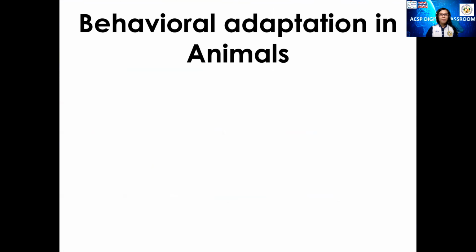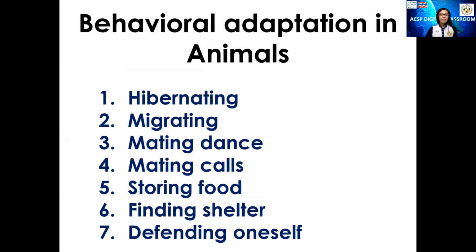All right, so about behavioral adaptation in animals, we have 7. These are instinctive. Number 1, hibernating. It's about sleeping for a long period of time. Migrating is when animals move to another place because of seasonal change. Number 3, mating dance for reproduction. And number 4, we have mating calls also for reproduction, and storing food. We have finding shelter and defending oneself. So these are all behavioral adaptations in animals.